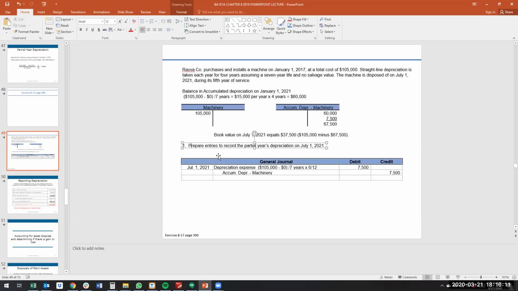Prepare entries to record the partial year. This is just the entry, and we've done this entry many, many times now. Debit depreciation expense, credit accumulated depreciation.